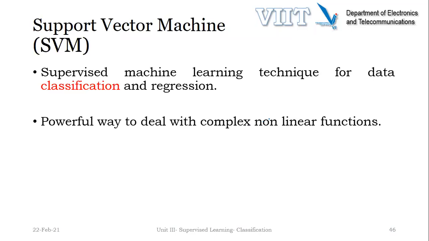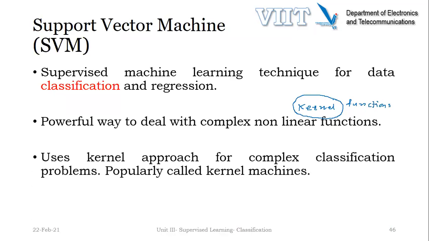The basic reason is, if anybody asks you how they handle the nonlinear boundaries, your answer should be: they use kernel engineering. Okay, they use kernel functions. So this concept we are going to understand in detail today. SVM uses the kernel approach for complex classification problems, popularly called kernel machines, and that's the reason they are called kernel machines. So SVM, another name, is kernel machine.